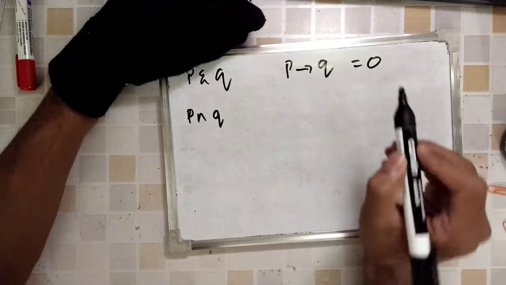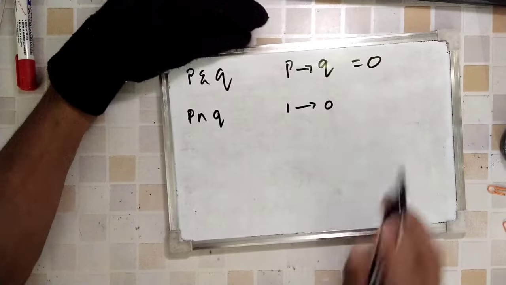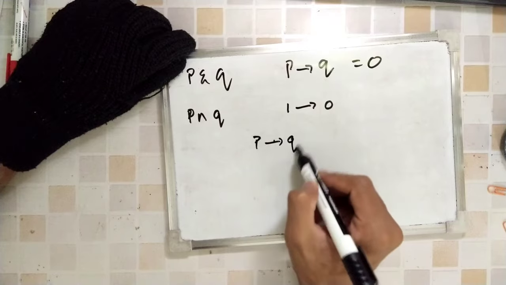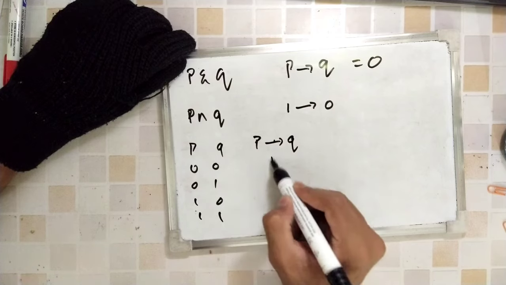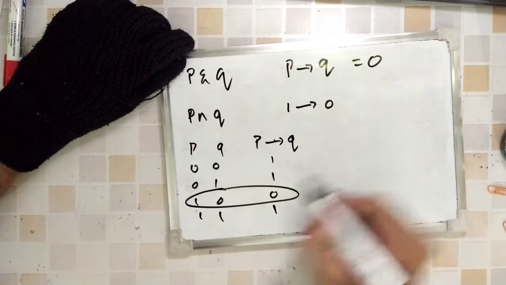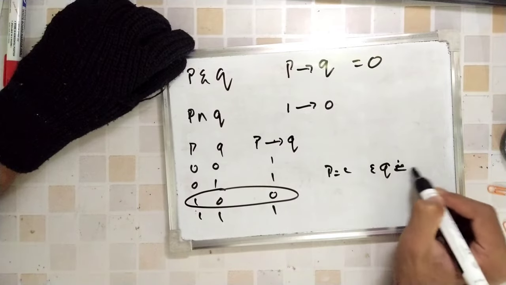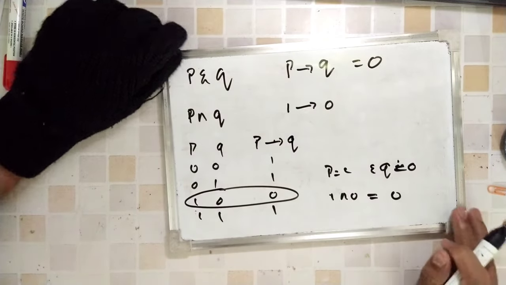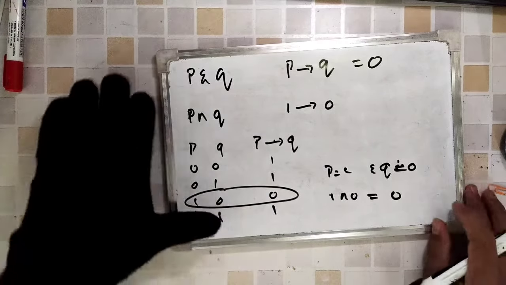See here, P implies Q is false. We know that P implies Q is false only when it is from 1 to 0, which means you can simply write a truth table like P implies Q. P Q: 0 0, 0 1, 1 0, 1 1, and the truth values are 1 1 0 1. So only in this scenario it is false, so you can take this value, where P is 1 and Q is 0. So what will be the value of P and Q? 1 and 0 will give us 0. That's how you prove the first one: P and Q is equal to 0.